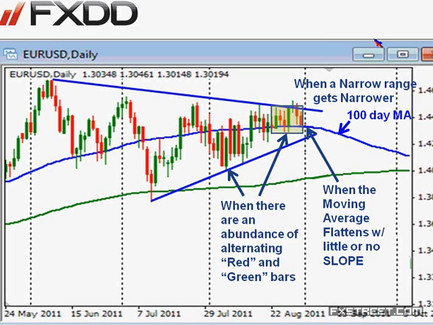Slope is narrow. When you see a bunch of bars where you have green and red and green and red over this period right here, this is an extraordinary period where we have red, green, red, green, red, green, red, green. The market gets tired of that, doesn't it?